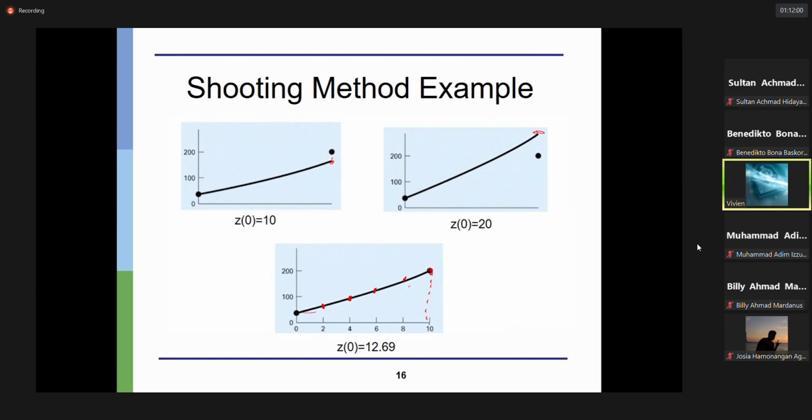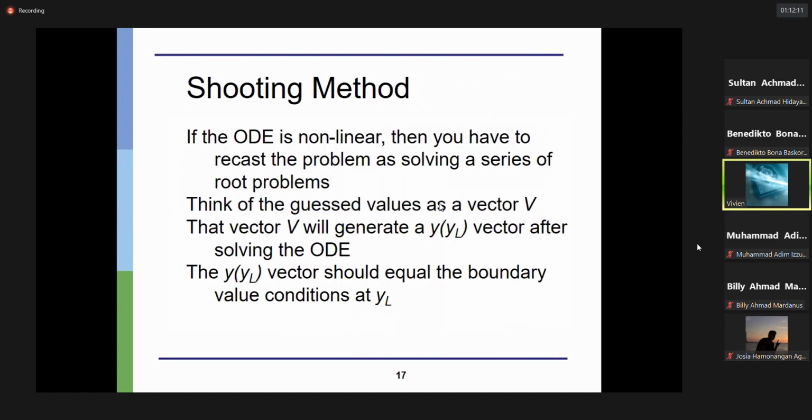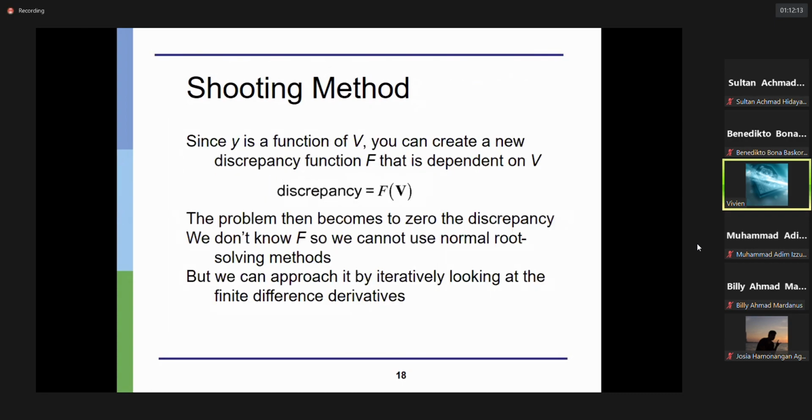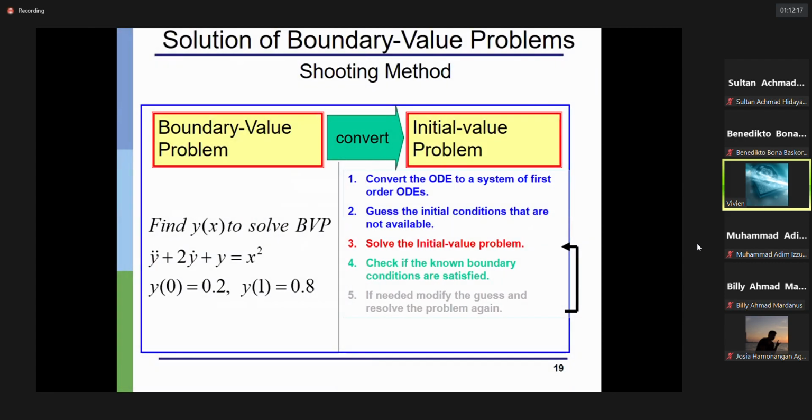Okay, so this is for the shooting method. We have to repeat the procedure. Now we will continue to the second method. These are the properties of the shooting method. We will see another example first before we continue to the second method. This is also important for you to know.